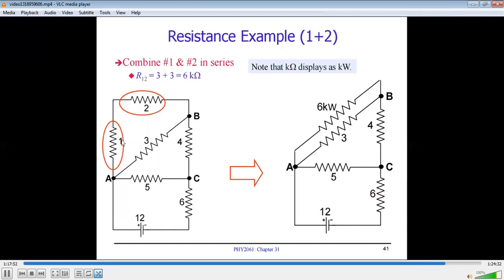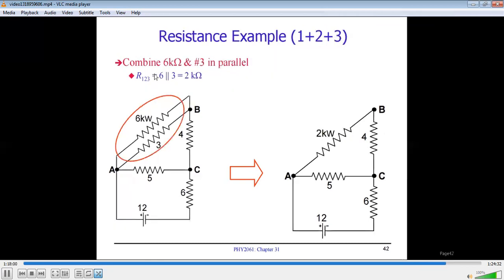So using the equivalent resistance for parallel connection, R123 will be 6 divided by 3, that means 2 kilo ohm. So this transforms to a single resistance of 2 kilo ohm in the right circuit. Observe that this equivalent resistance of 2 kilo ohm and the fourth resistance are in series connection.